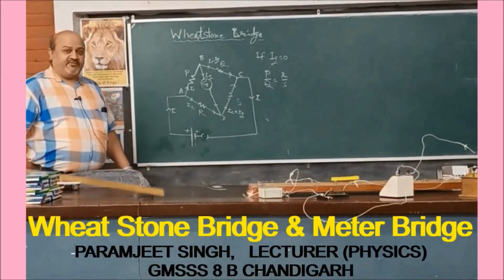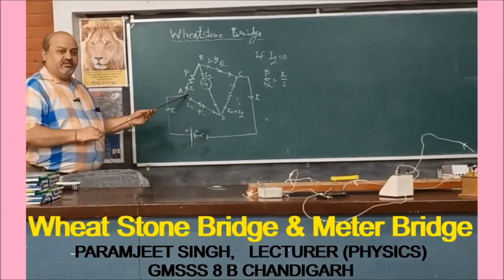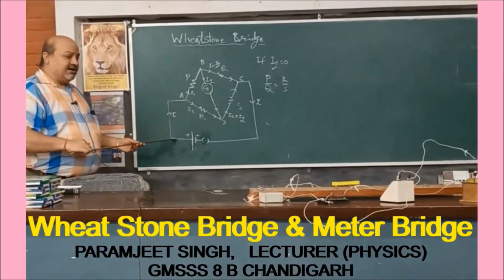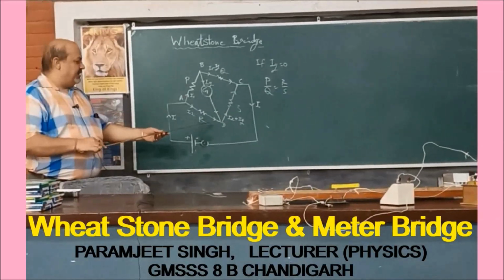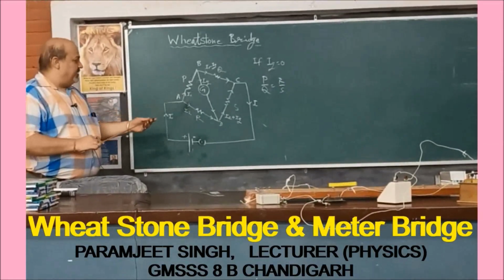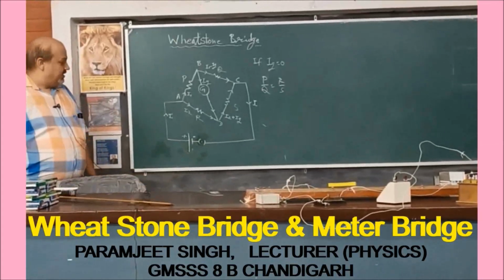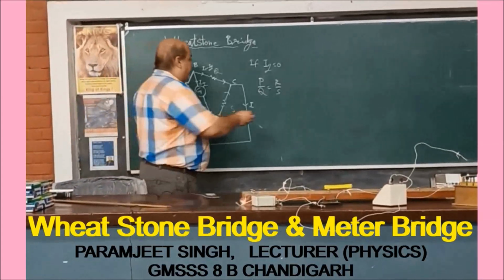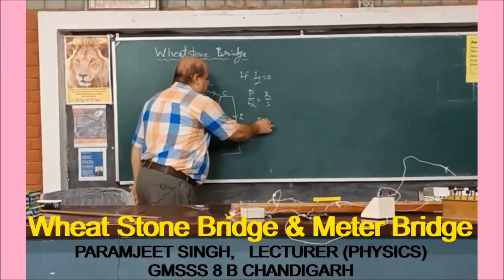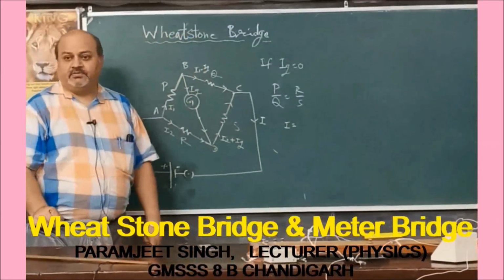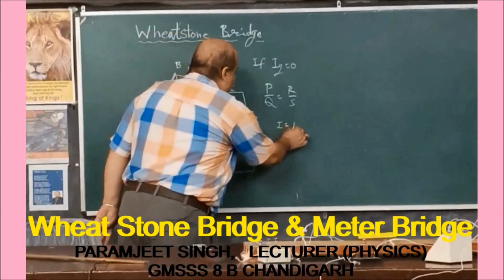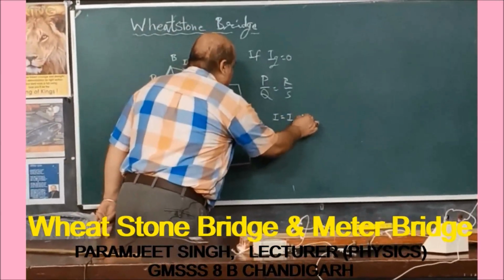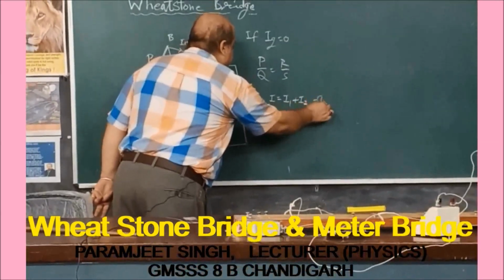So let us apply the first law at junction A. Current I is entering and distributing into both the branches AB and AD. I1 passes through AB and I2 current passes through AD. So according to Kirchhoff's first law, what will be I? I equals I1 plus I2. This is equation number 1.